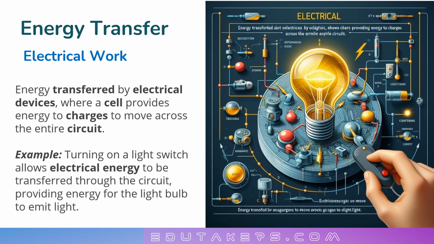Electrical work involves the transfer of energy through electrical currents. Example, turning on a light switch allows electrical energy to be transferred through the circuit, providing energy for the light bulb to emit light. This is a common example of energy transfer in our everyday lives.